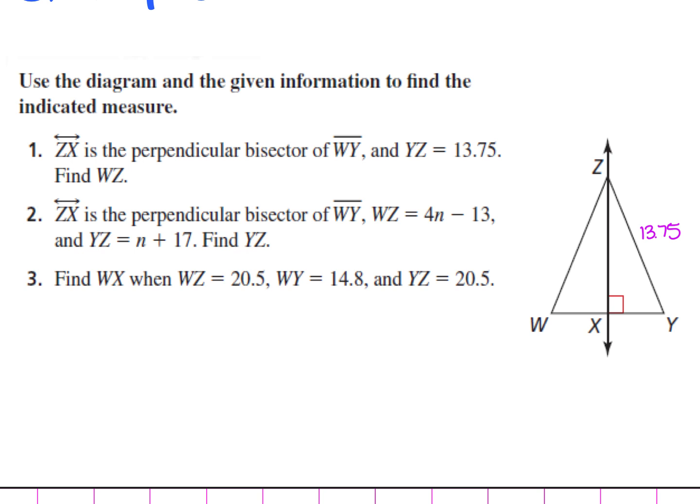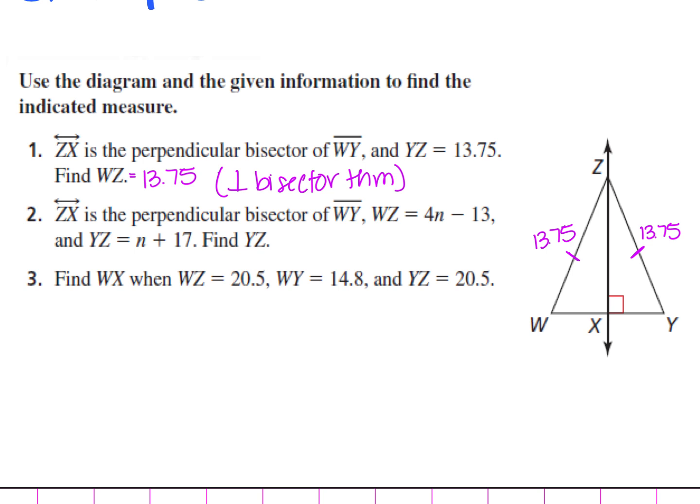Yeah. Good. So they're giving me my perpendicular bisector. They want me to find my equidistant segments. So this one I'm just going to go ahead and write, I am using the perpendicular bisector. So this is what I'm using. So what is that telling me about my segments? Are they going to be congruent or no? Yes. So what should WZ equal? Good. So WZ equals 13.75. That one was pretty easy.